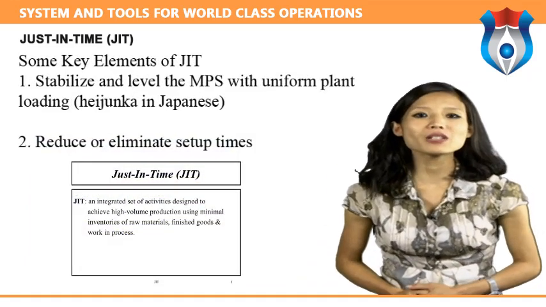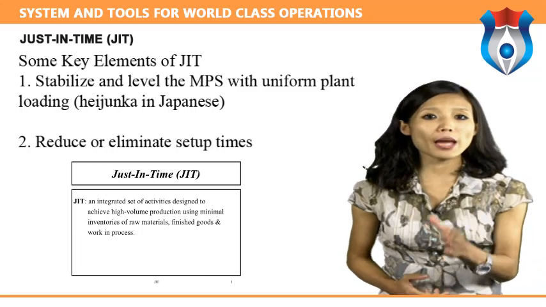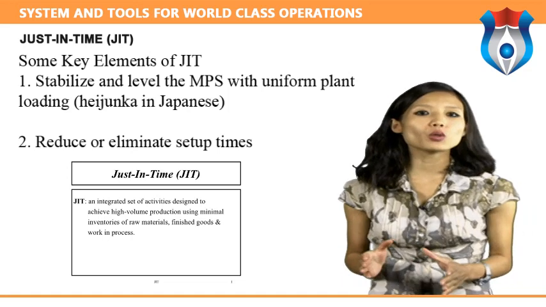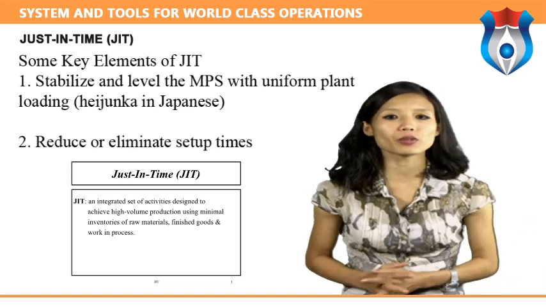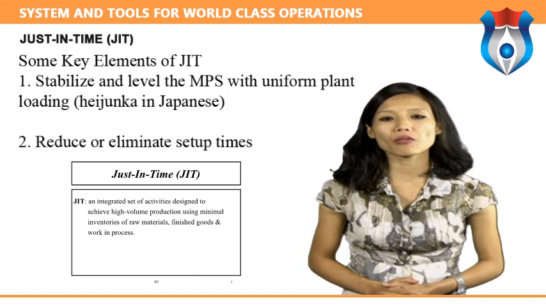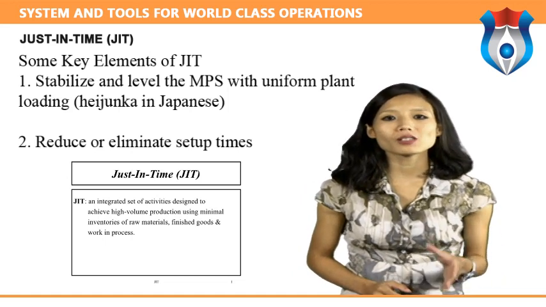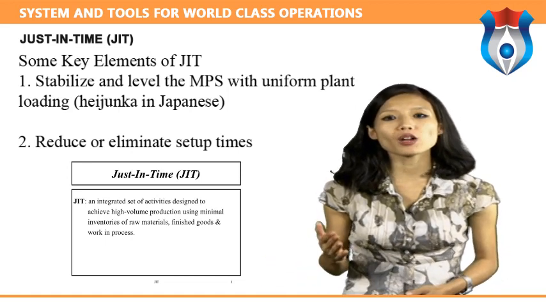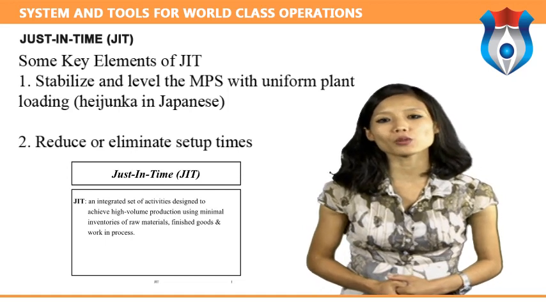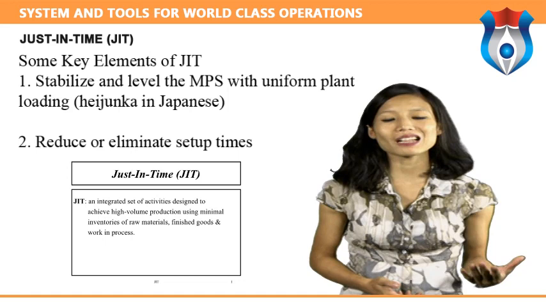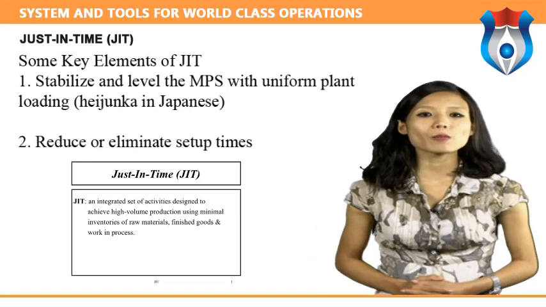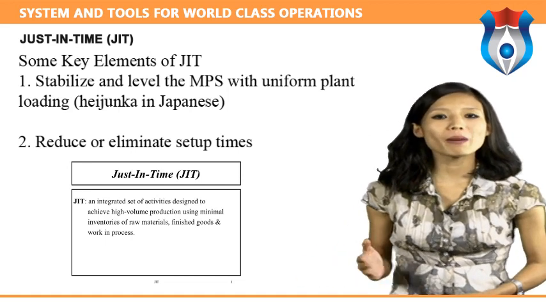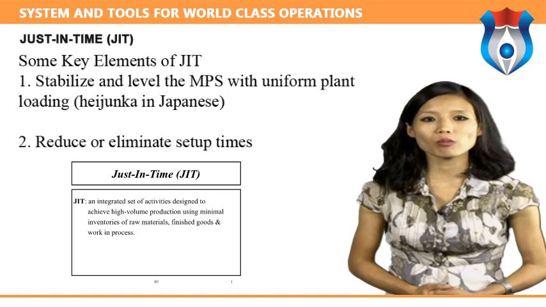Some key elements of JIT: stabilize and level the MPS with uniform plan loading, Heijunka in Japanese. Create a uniform load on all work centers through constant daily production. Establish freeze windows to prevent changes in the production plan for some period of time, and mixed model assembly. Produce roughly the same mix of products each day using a repeating sequence if several products are produced on the same line. Reduce or eliminate setup times. Aim for single digit setup times, less than 10 minutes, or one touch setup. This can be done through better planning process, redesign, and product redesign.